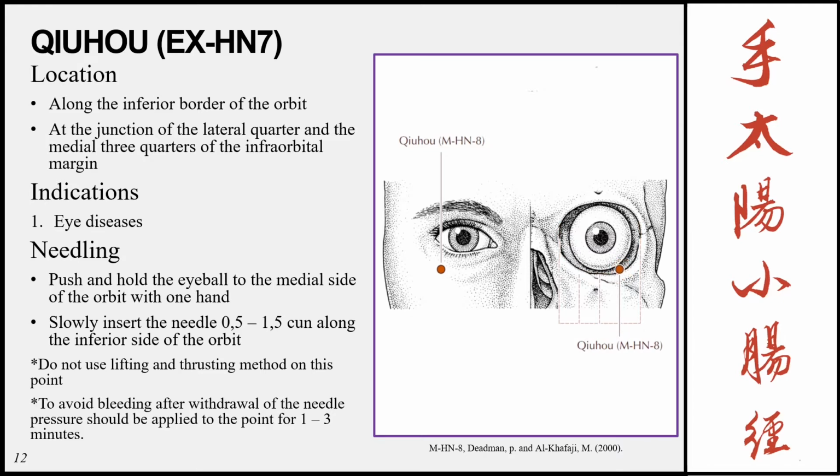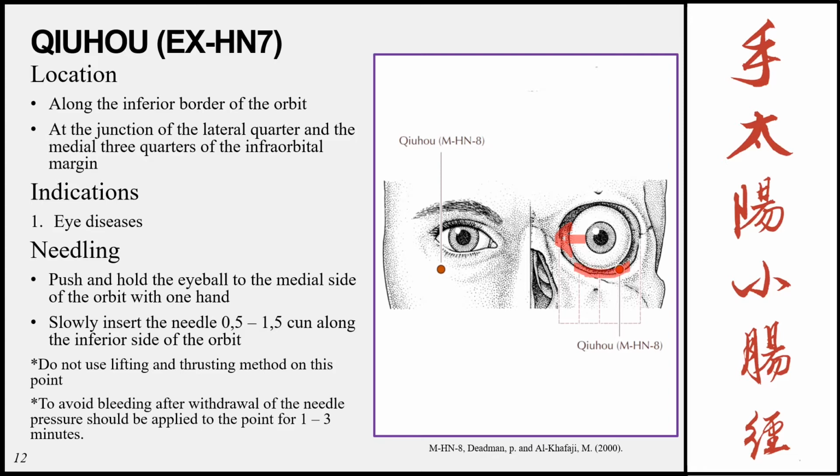So what we have to do is push and hold the eyeball to the medial side. So that means you're going to push it towards this side with your palpating hand. And then you're going to slowly insert the needle with the needling hand 0.5 to 1.5 tsun along the inferior side of the orbit. So remember, that's this side here.